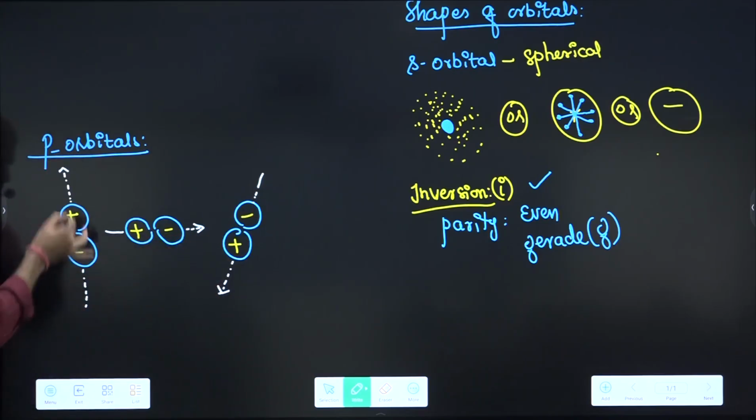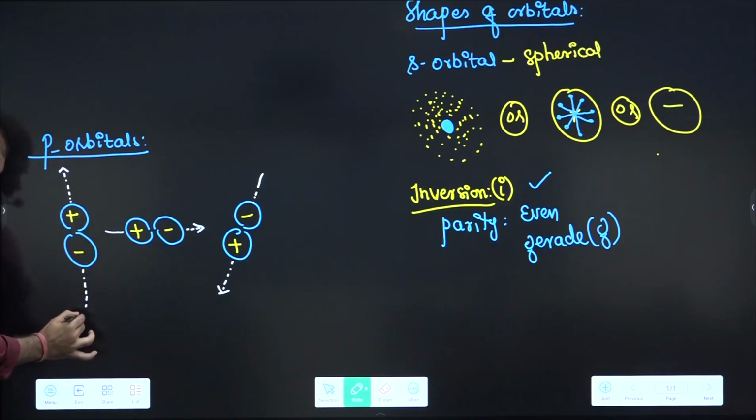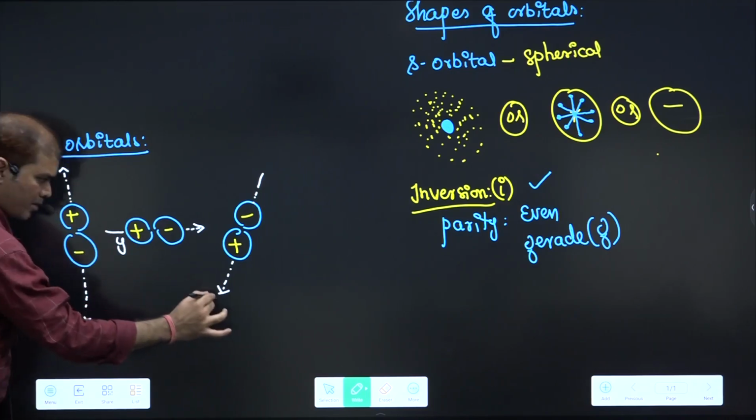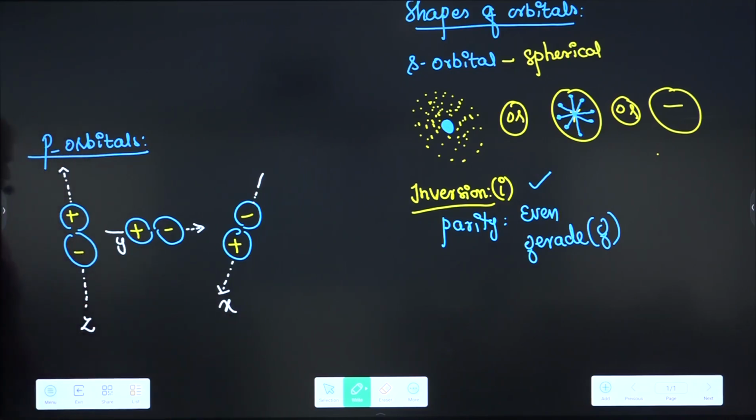What axis is this? By convention we have taken it as Z. This is Y and X is pointing towards you. This is just a convention. Okay. In the center there is a nucleus.